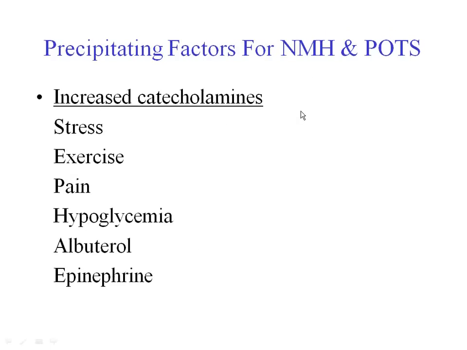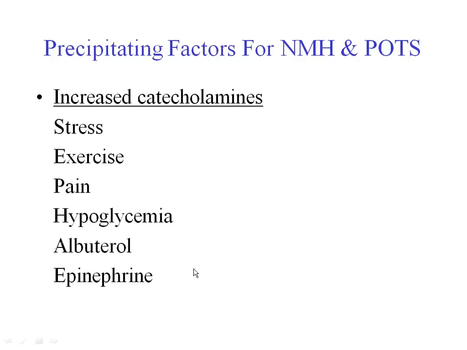Also, another precipitating factor is the increase in catecholamines. We know this is happening with NMH and POTS, but also it'll occur in response to virtually any stress, whether it's a mental stress or an emotional stress. We can't get rid of that in life, but we can modulate it. Exercise can increase catecholamines. Pain can as well. Hypoglycemia is a factor that is often associated with lightheadedness, so it's good to detect that.